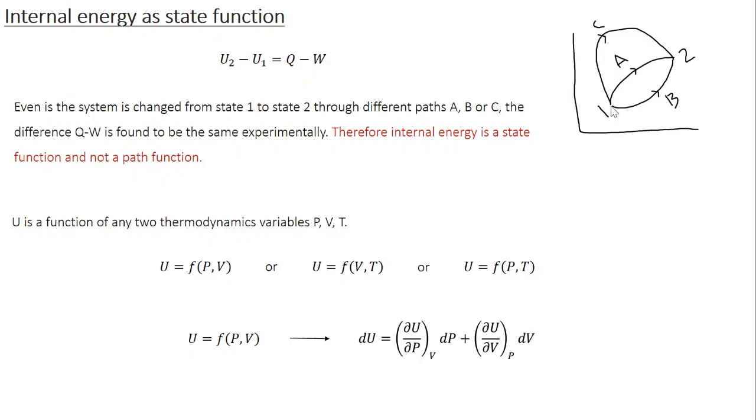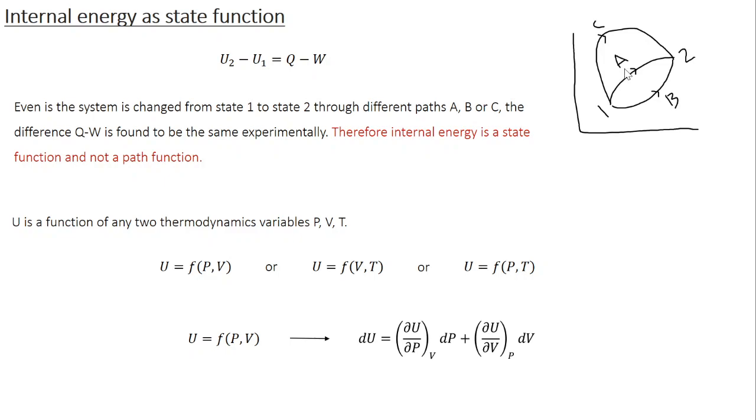Imagine that you are moving from initial state 1 to final state 2 through different paths A, B and C. And if you measure the right hand side Q minus W for these three different paths, you will be surprised to see that Q minus W remains the same for all the three different paths. If Q minus W is the same, from this equation, it means that the change in internal energy is also the same for the seemingly three different paths.